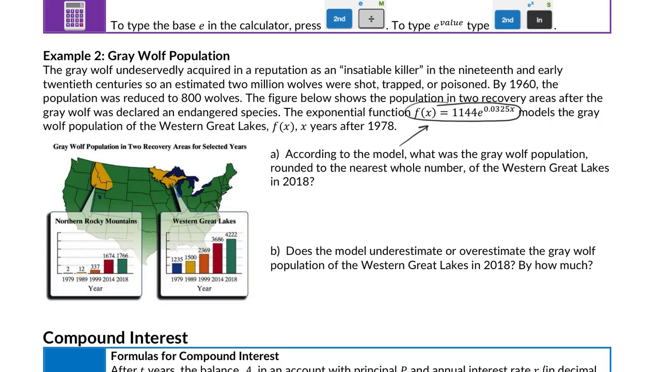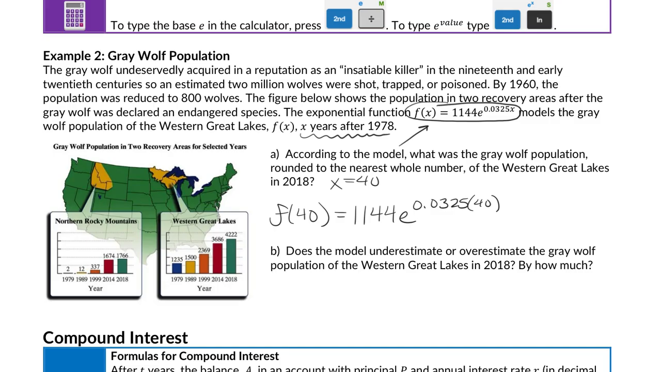Now, we are not plugging the year 2018 into this formula because the x value is years after 1978. How many years after 1978 was 2018? How many years was it? 40. So the x value that we're going to plug in is 40. So we would do f of 40, and we're just plugging that straight into our calculator. 1,144 times e to the 0.0325 times 40. And when we come back from lunch, we'll discuss what we get from that, and we'll answer question B.